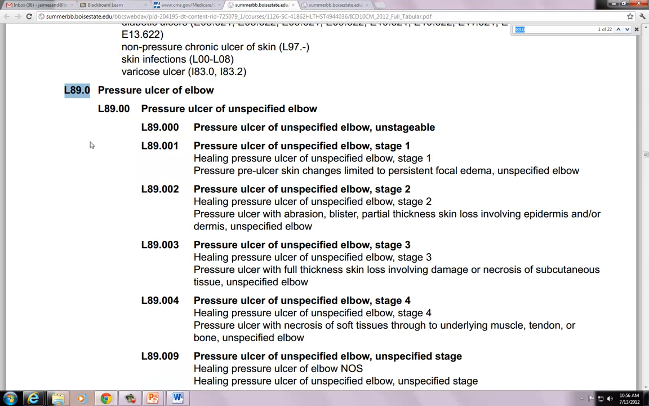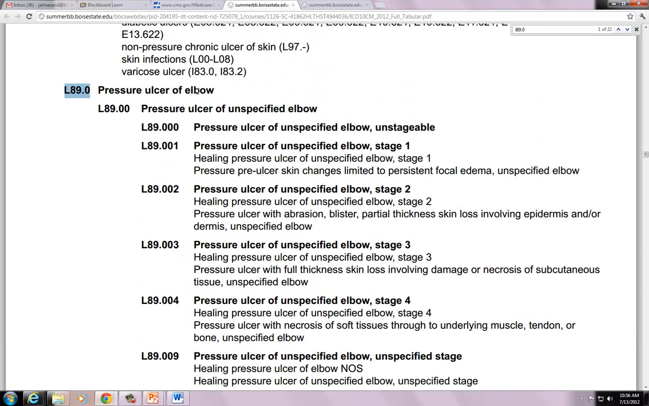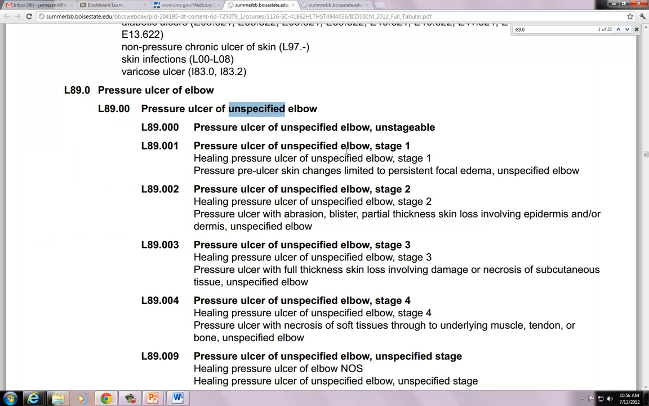So when I come over to my tabular, again, L89.0, I'm on page 557. Pressure ulcer of elbow. Here we have unspecified elbow. So in our scenario, we don't know if it's the right or left elbow, but we do know that it has blisters and partial thickness skin loss. So although it doesn't tell us the stage, it does tell us a little bit about the severity.